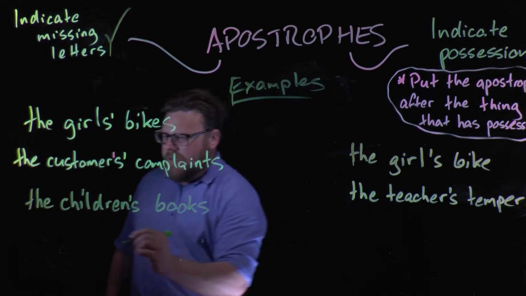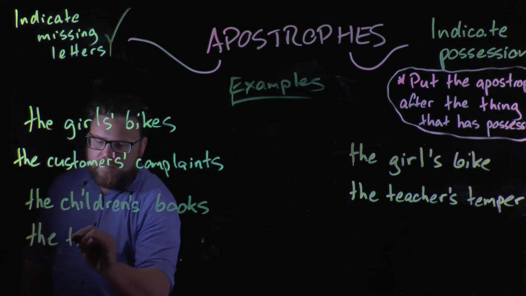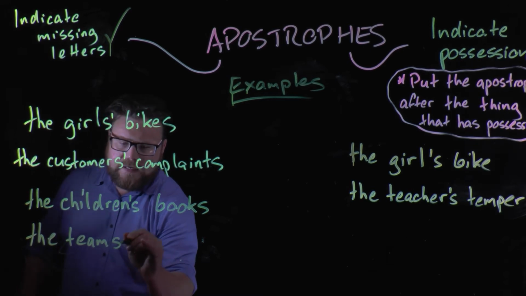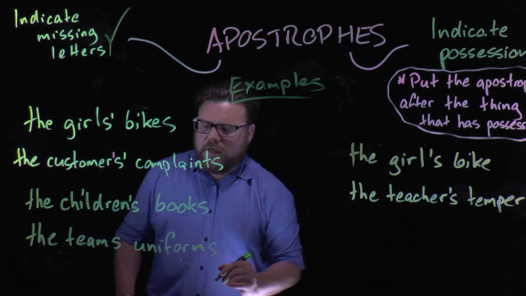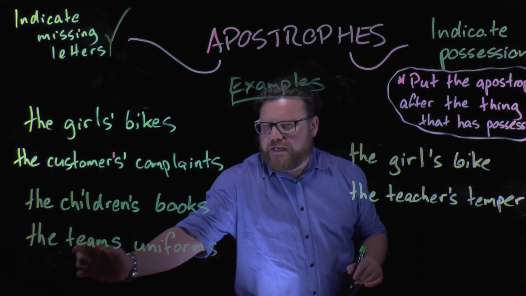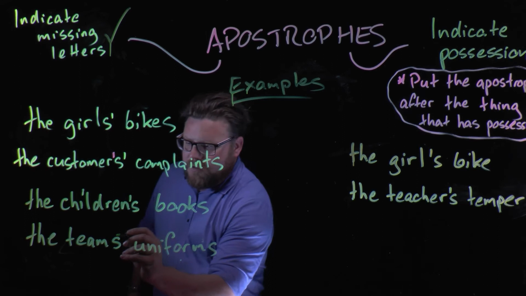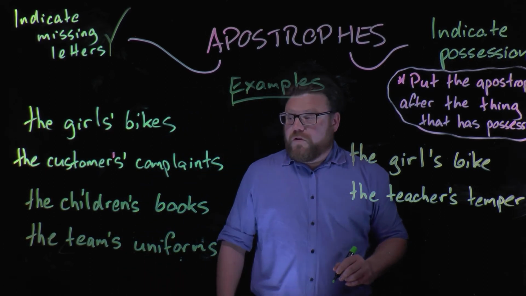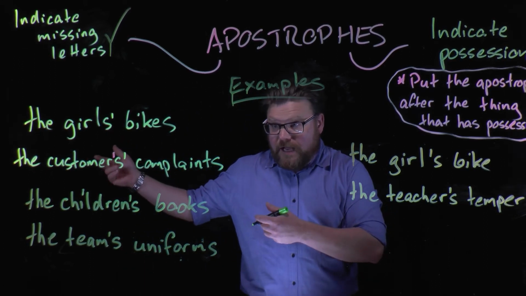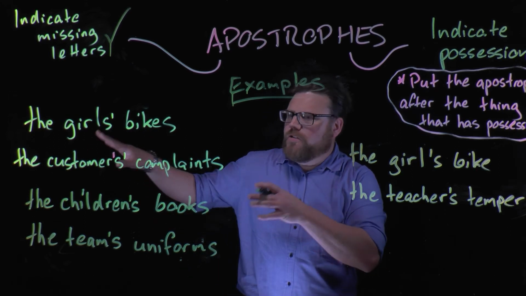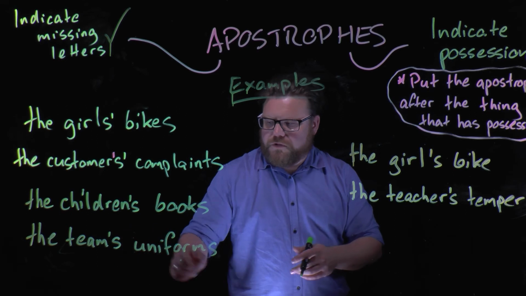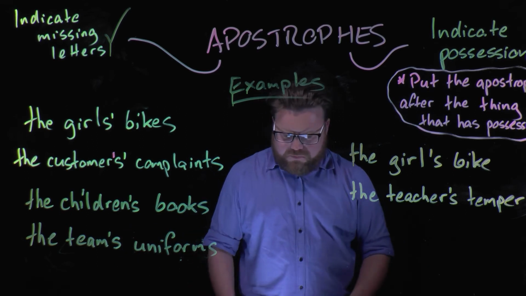Same with a sentence like the team's uniform. A phrase like the team's uniform or uniforms. The uniforms belong to the team. So you would put the apostrophe here. Of course, if there were 5 teams and all of their uniforms were in a big pile and you were saying, oh, they're the teams' uniforms, then you would put the apostrophe after the S to show that it's more than one team.